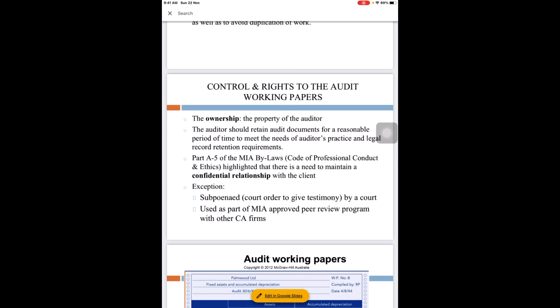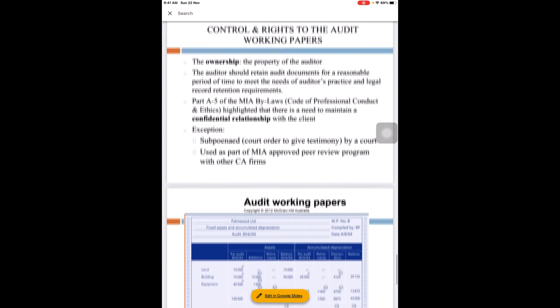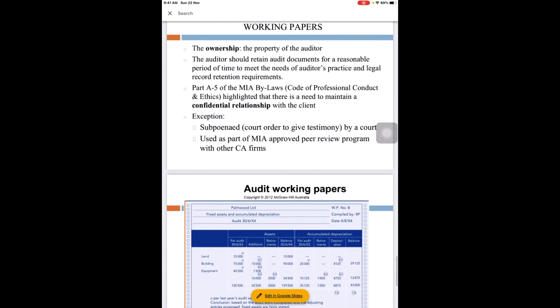Part A5 of the MIA bylaw, Code of Professional Conduct and Ethics, highlights that there is a need to maintain a confidential relationship with a client. So your working paper is actually confidential information that the client couldn't see, except if subpoenaed or ordered by the court to give testimony, and when used as part of the MIA approved peer review program with other chartered accountant firms.